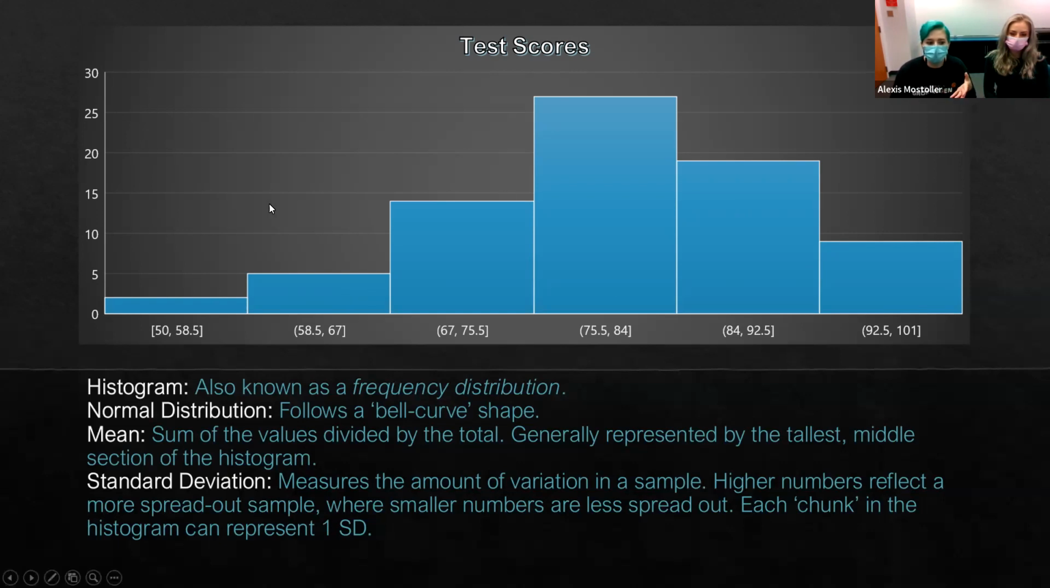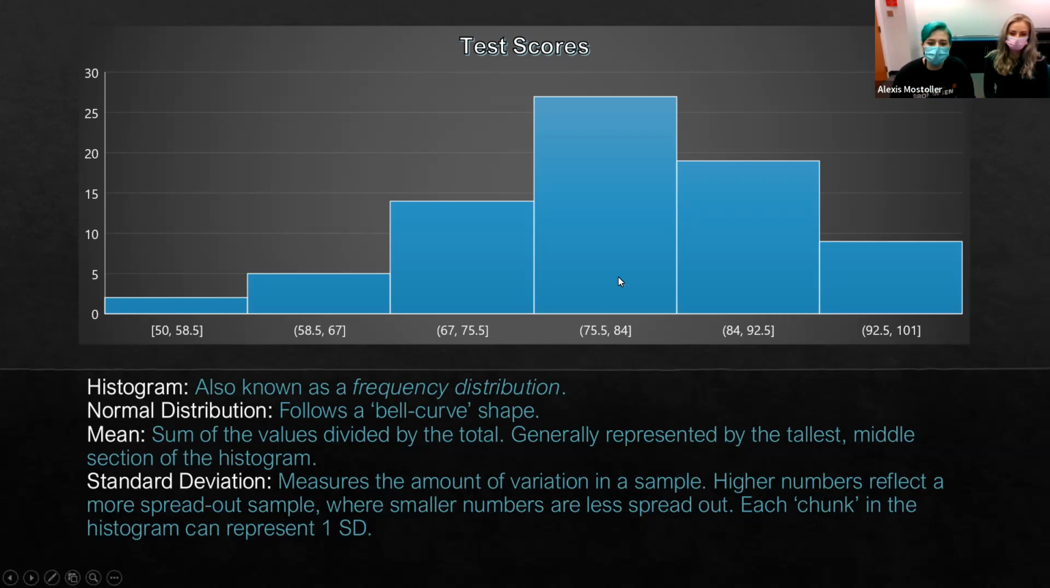You'll find that a normal distribution follows this bell curve shape where it'll go up and then it'll go back down. And if it's a normal distribution, it's usually pretty even on both sides. The mean is going to be this big value right in the middle. That's where the majority of your people or your scores are going to fall. And the mean, for those of us who are just getting started with statistics, is the sum of all the values divided by the total.